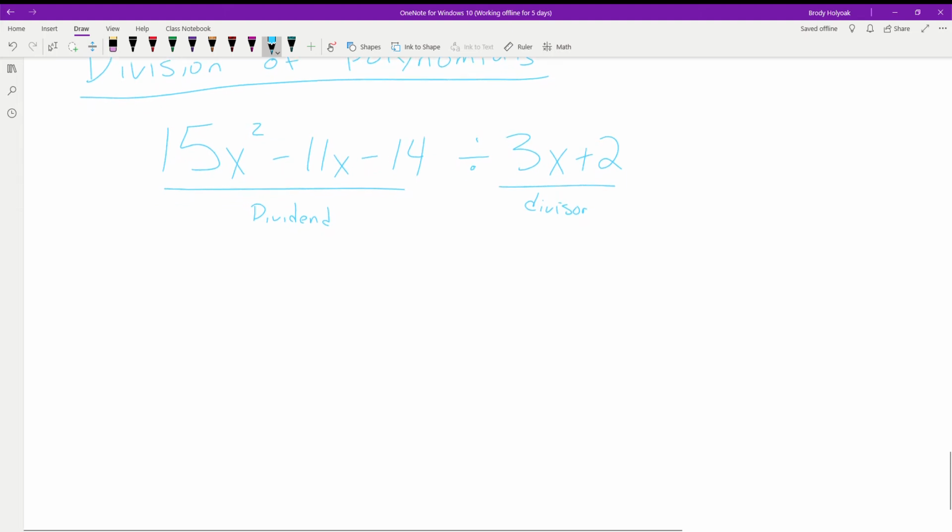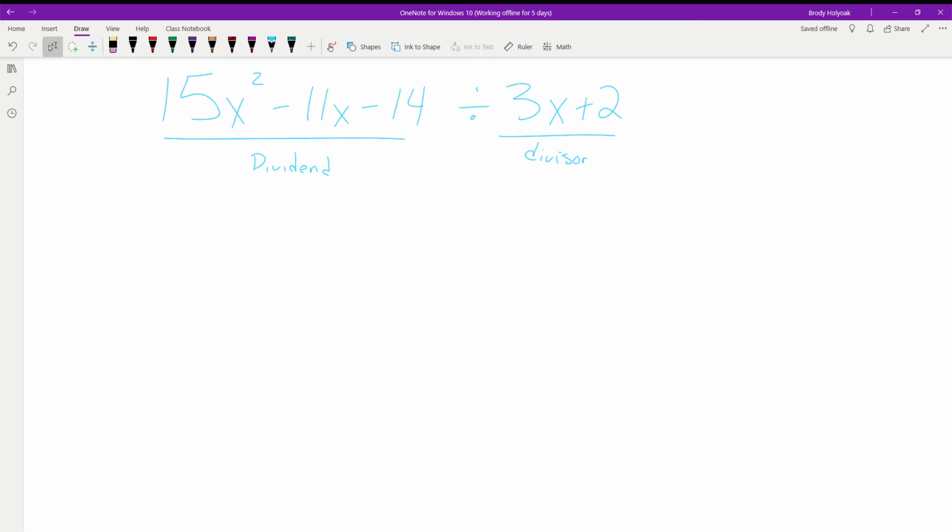Now, the way we do division of polynomials, basically we're going to be doing long division by hand. We can plug these into calculators, solve for them, but we're going to do this by hand. So we need to understand how to write these values. We take our dividend, we bring it down, so 15x squared minus 11x minus 14. It's going to be divided by 3x plus 2. Once we have it in this format, it's a lot easier to actually work through this.